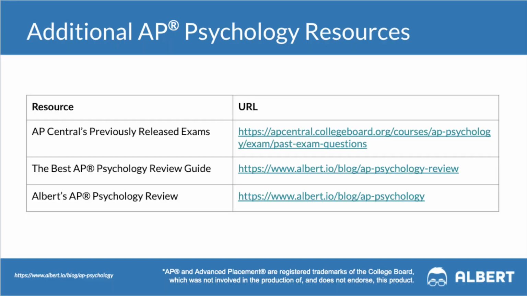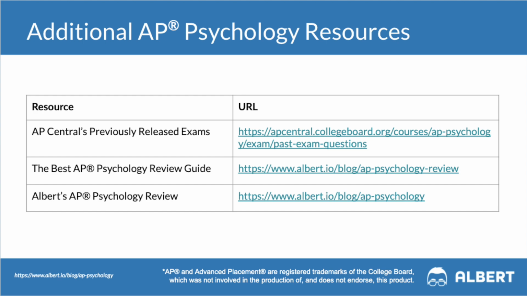The first one is AP Central, which will give you all the previously released exams, complete with detailed explanations as well as scoring guidelines, common student mistakes, as well as sample responses. This is a great way for you to familiarize yourself with the sorts of questions the College Board will ask you. The second resource is Albert's AP Psychology Review Guide. This is our free resource on our blog, which provides you a self-paced study guide that you can use with either Albert or any other review guide as you prepare for your AP Psychology exam.